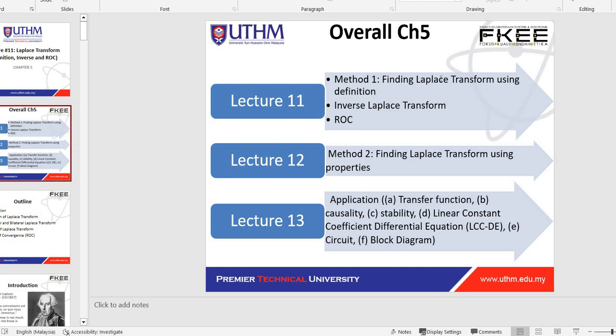Okay, just this one is to let you know we have three lectures to cover in this chapter. The first one is finding the Laplace transform using definition. You need to find the inverse Laplace transform and the region of convergence. Okay, and then, as usual, if the Laplace transform can be found using definition, of course it can be found using the properties as well, just like the Fourier transform. Okay, and lastly is the application question, meaning you have to solve the circuit problem, LCCDE, block diagram, causality, and so on.